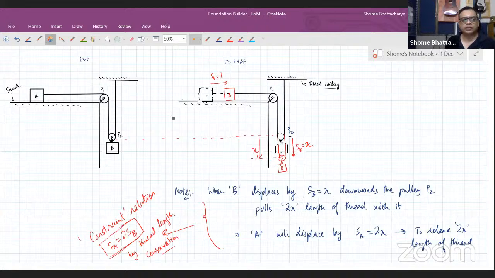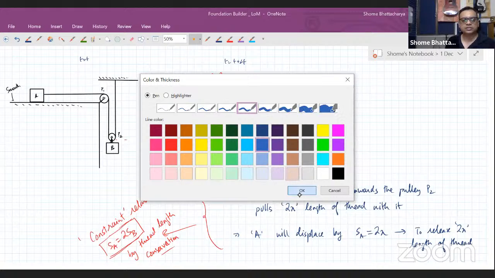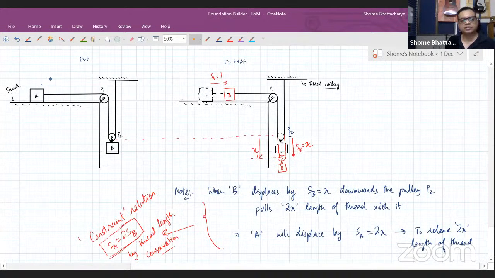All right, so now we can understand, once we have got the constraint relation between the displacements, we can also develop the constraint relation between the instantaneous velocities, let's say VA and VB, and their instantaneous accelerations, acceleration of A and acceleration of B.